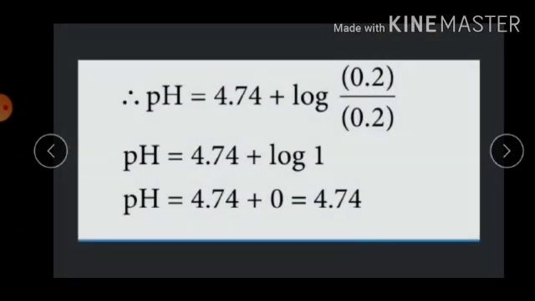Now substitute this in the pH value. pH is equal to the pKa value we found, 4.74, plus log 0.2 divided by 0.2, salt by acid. Both values are 0.2. So we can cut this, and log 1 will come. Log 1 is equal to what? 0. So pH is equal to 4.74 plus 0, once again 4.74. This is the pH value.